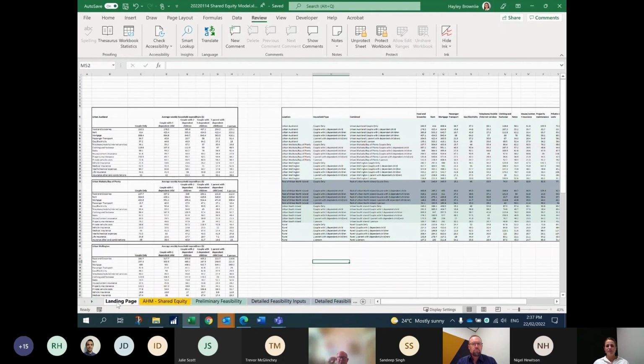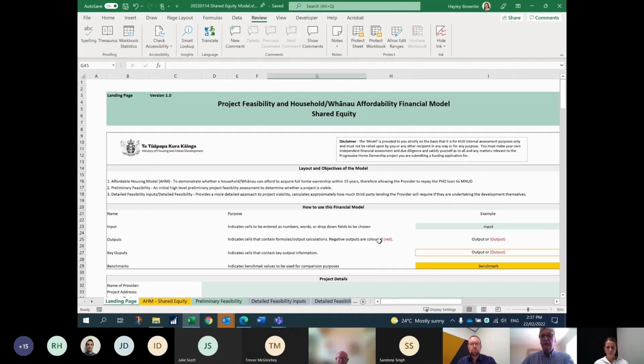So that takes us to the end, and I hope I haven't rattled through that too quickly. But I'll hand back over to Nigel now to finish things up. Yeah, thank you, Hayley. I've probably got a bit of feedback here. I'll leave you in control in case there's questions, and then you can go back to the appropriate tab on the model.